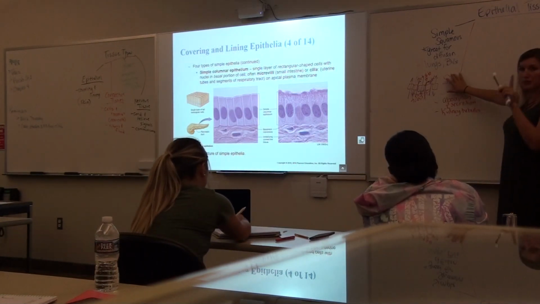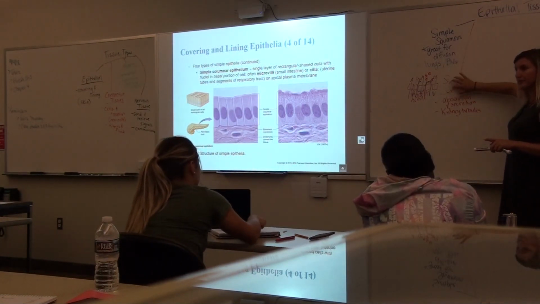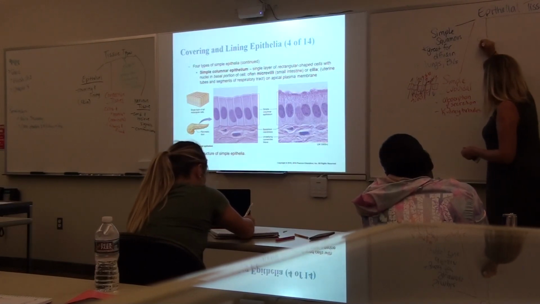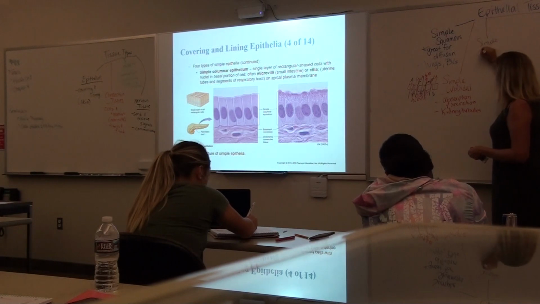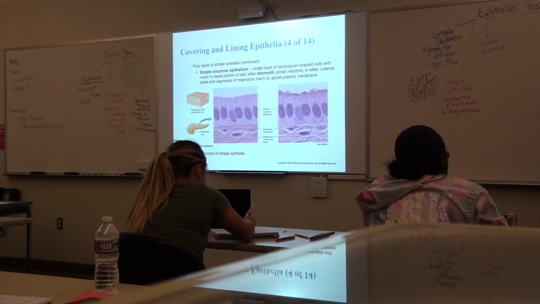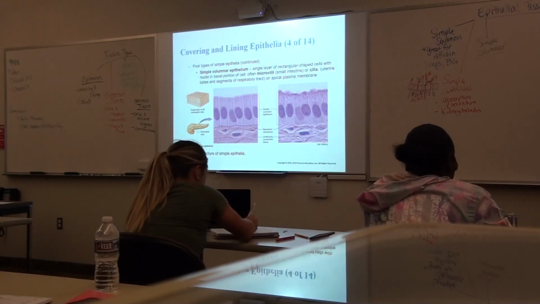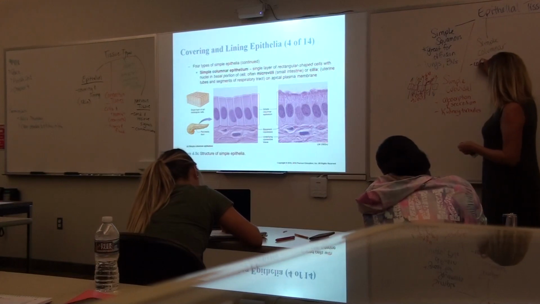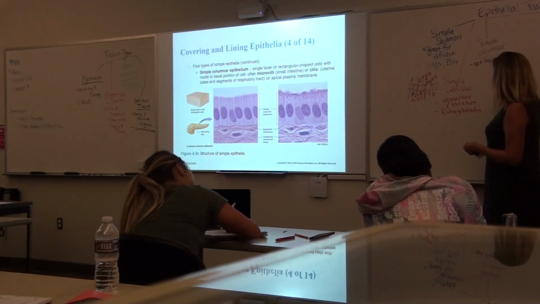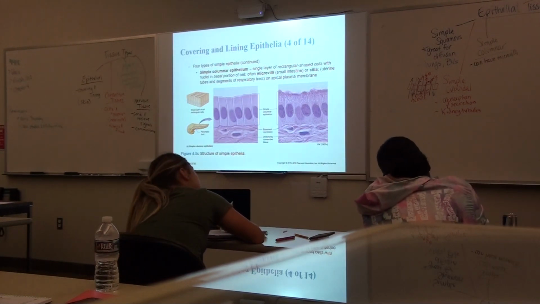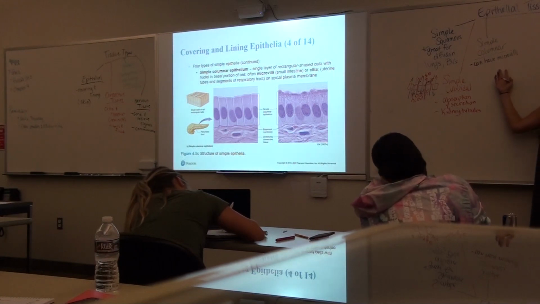Simple columnar. So again, simple means one cell layer, and then the following word just is describing the cell shape. So this is one cell layer thick of column-shaped cells. These will often have microvilli. Remember what we said microvilli do? They increase absorption. They increase surface area for increased absorption, which means these simple columnar cells are great for absorption.